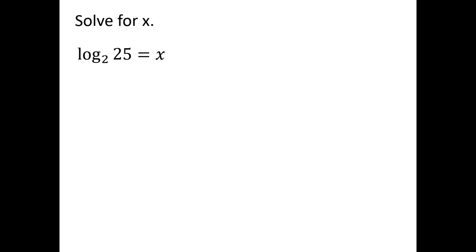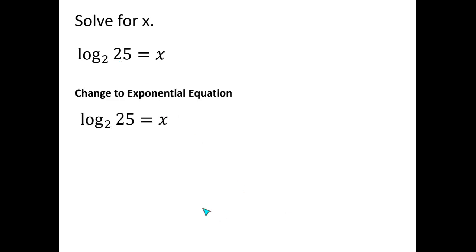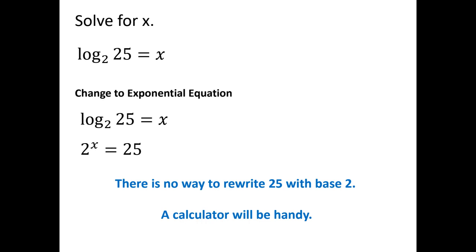And so here it would be more convenient to change to an exponential equation. Your base is 2. The log is equal to x, so that means x is going to be your exponent. And then we have 25. At this point, the 25 we cannot rewrite so that it has a base of 2. So what we can do is use a calculator, but we're also going to use different properties to help us solve this equation.